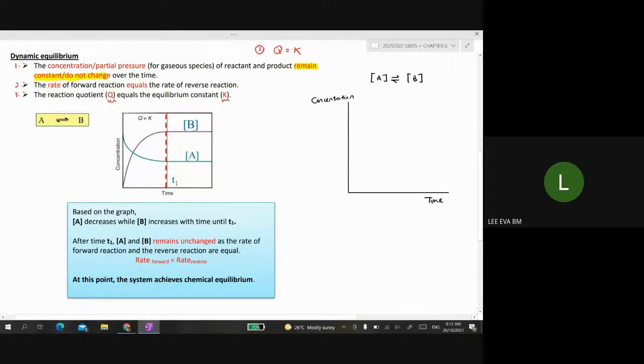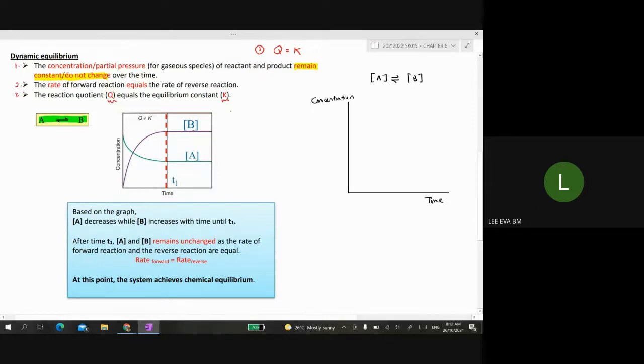Okay, so looking at this example, so A to B. If you're looking at this simple equation, this is a reversible reaction. Can you tell me which one is a reactant? If I have A towards B, which one is a reactant? A. And then the product will be B. Okay, so A towards B is your forward reaction. If your reactant is B, for product B back into the reactant A, that is the reverse reaction.